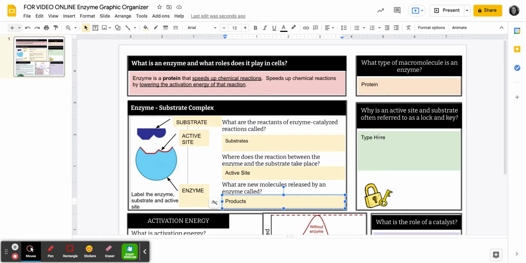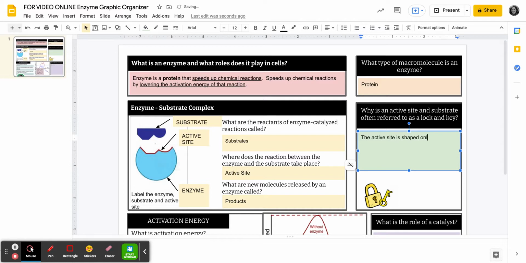So why is an active site and substrate often referred to as a lock and key? Well, let's talk that through. I know I just went over that picture, but the active site is shaped only so that the substrate can fit into it. Let's break that down. So the active site is like a perfectly made keyhole that only the substrate can fit into. It is personalized for that. It is uniquely made for that, okay?